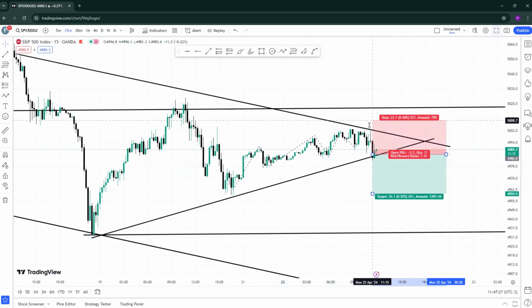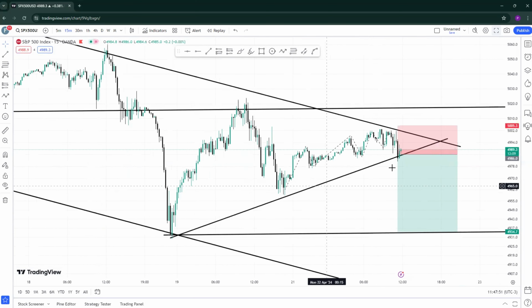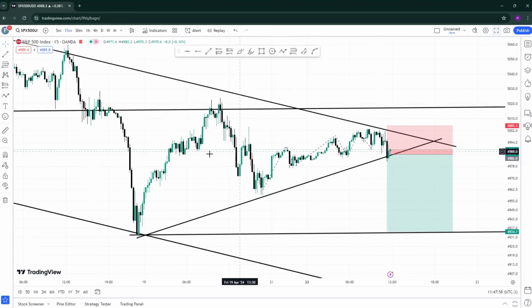your stop loss over here, and your TP. The first TP here is 1:1.3 risk to reward. Your second TP you can place over here. This is 1:2, a very, very good risk to reward ratio. This is the current market price.